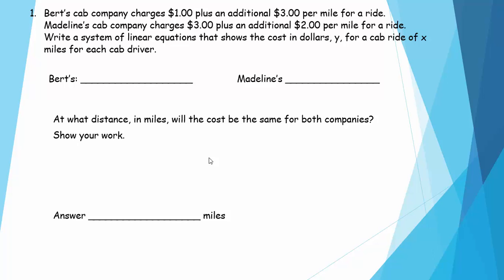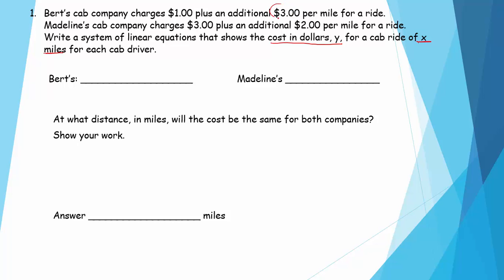Bert's Cab Company charges $1 plus an additional $3 per mile for a ride. Madeline's Cab Company charges $3 plus an additional $2 per mile for a ride. Write a system of linear equations that shows the cost in dollars, Y, for a cab ride of X miles for each cab driver. So we know X refers to the miles, Y refers to the cost in dollars.